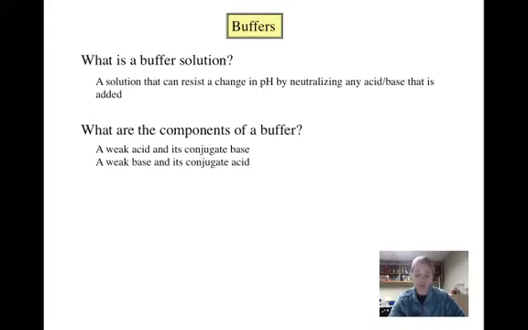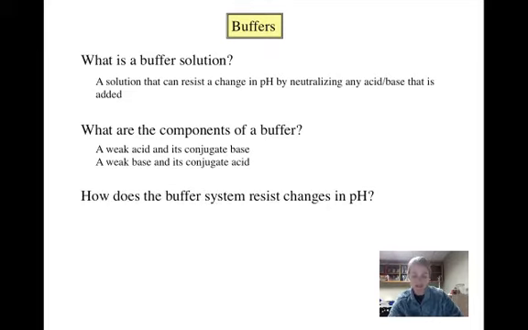An example of a good buffering solution is acetic acid and sodium acetate, with acetic acid being the weak acid and sodium acetate being the salt of the conjugate base. The buffering system resists changes in pH by absorbing or neutralizing any acid or base that is added to the system so that there is no significant change in the concentration of hydrogen ions or hydroxide ions in the solution.